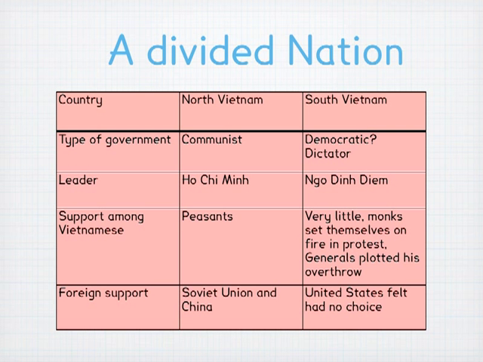As we'll see in a second, monks set themselves on fire in protest. The generals plotted the overthrow of President Diem. Very little support. The Soviet Union and China, both powerful communist countries, supported the North, and the United States felt it had no choice but to support South Vietnam.